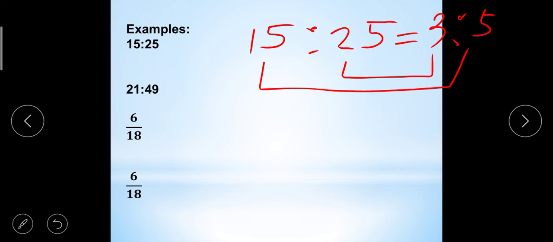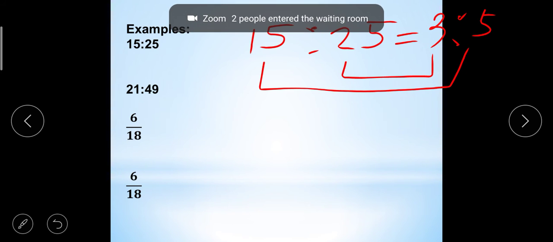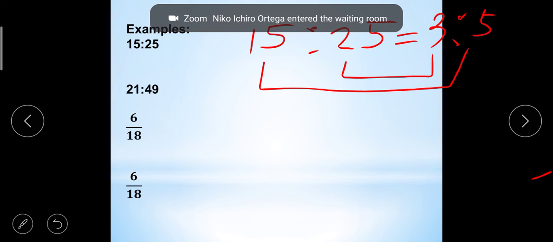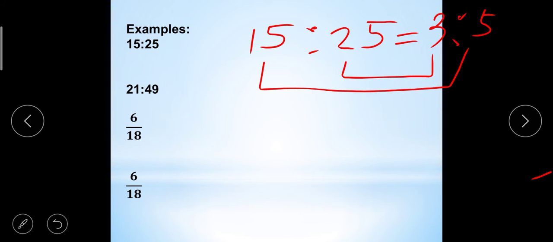So what is the product of our mean? Kid. Pag product, ibig sabihin, kailangan mo siyang i-multiply. Ang mean natin is 25 and 3. Anong product nun? Okay, 75. Very good. Thank you, kid. How about 15 and 5?